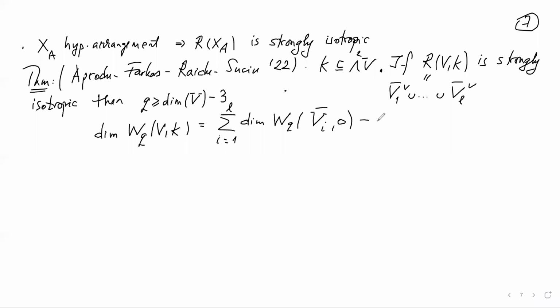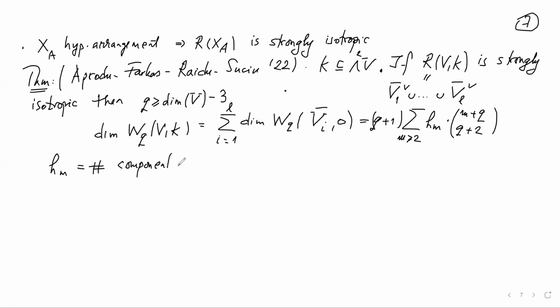So this is then written as k plus 1 times the sum over all m greater than 2 of H_m times m plus q choose q plus 2, where H_m is the number of components of the resonance having dimension m. Okay, so this is the theorem.